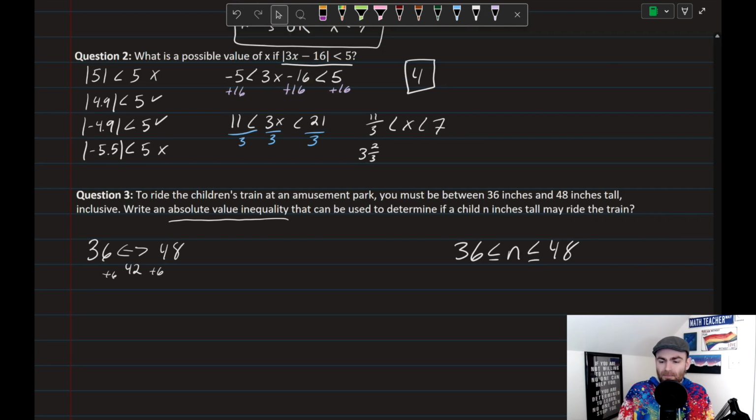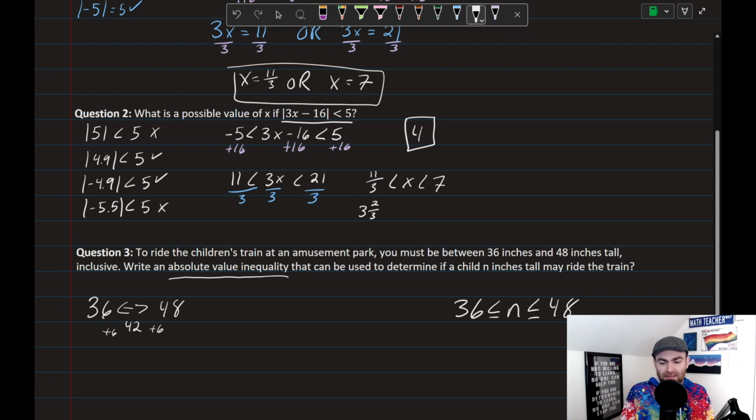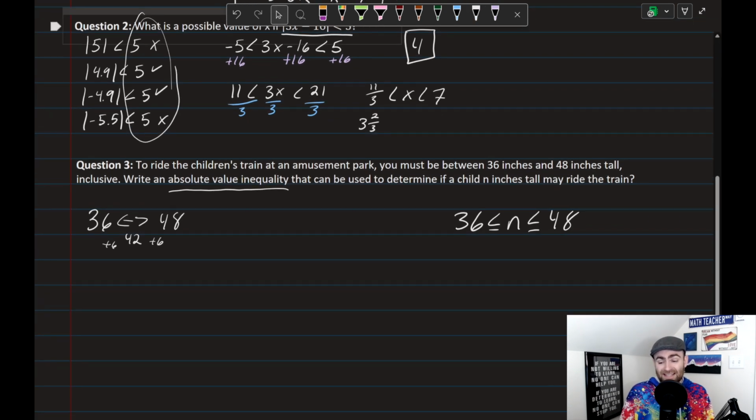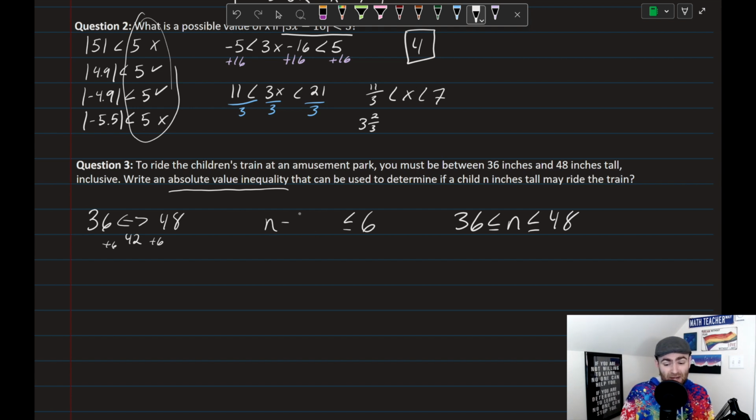So here we needed what's inside the absolute value to be in the middle, and then this represented the distance, this 5, right? So for our case, it's 6, and we need that to be the greatest distance from the middle. So we are going to take our child's height, which is n. We're going to subtract 42 from it. And if the absolute value of that is less than or equal to 6, we're good.